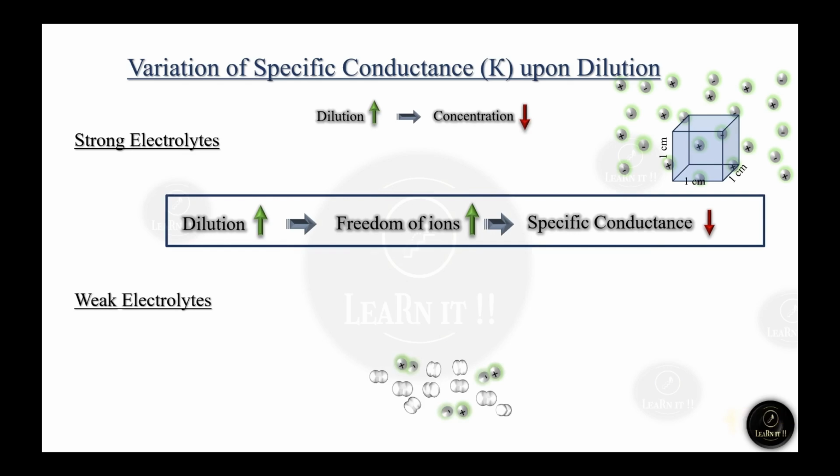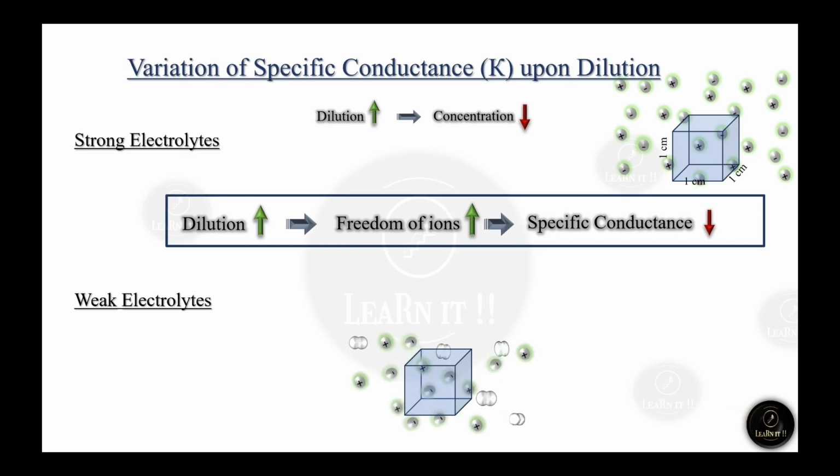With respect to weak electrolytes, they undergo partial dissociation. So upon dilution, the degree of dissociation or number of ions increases, but we don't know to what extent the number of ions has increased. So we cannot determine the specific conductance of a weak electrolyte upon dilution. So it is indeterminate.